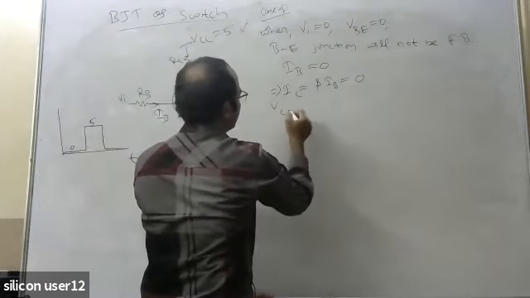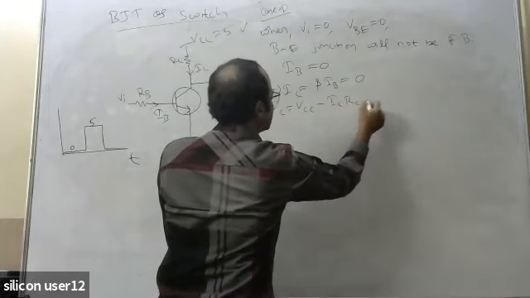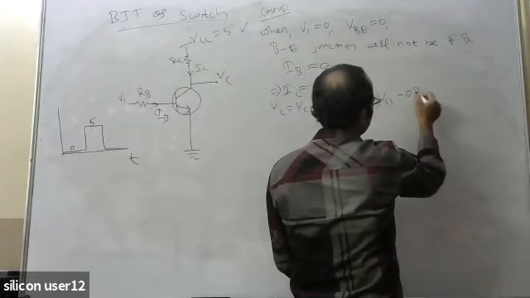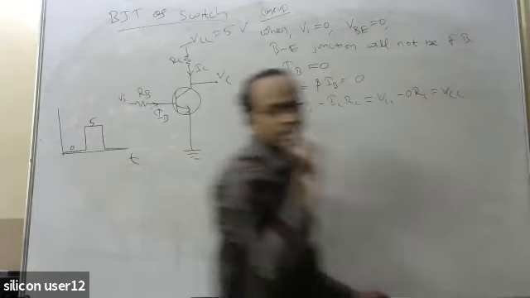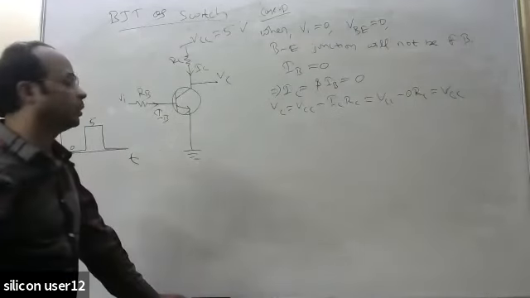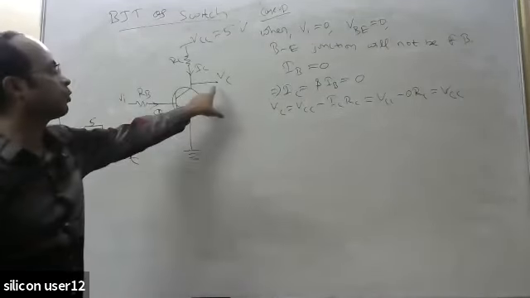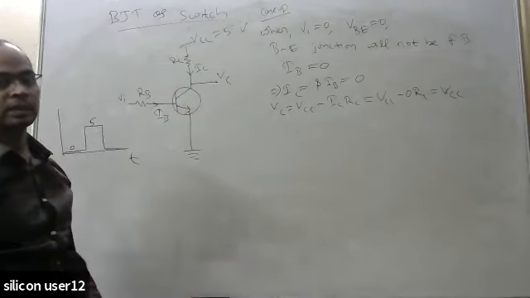So VC equal to how much? VC equals VCC minus IC RC, that is equal to VCC minus 0 into RC, or it is equal to VCC. So your output will be equal to VCC. You apply 0 volt, and in the output you are getting a high voltage. So this is case 1.